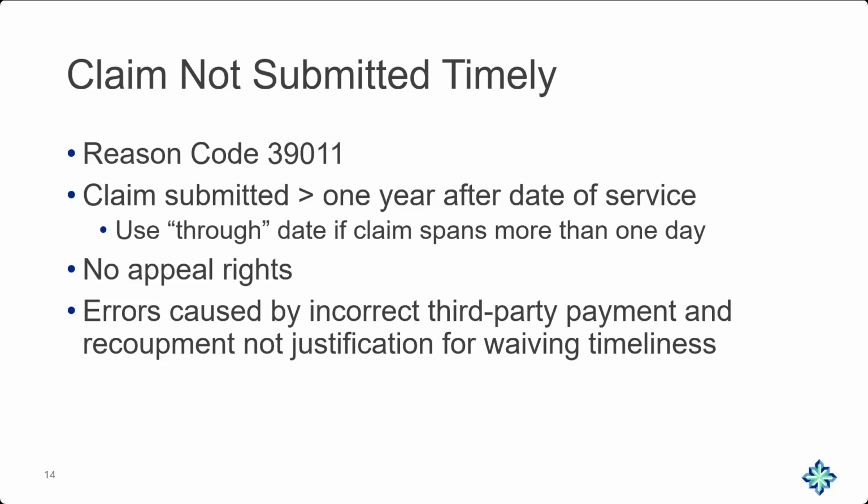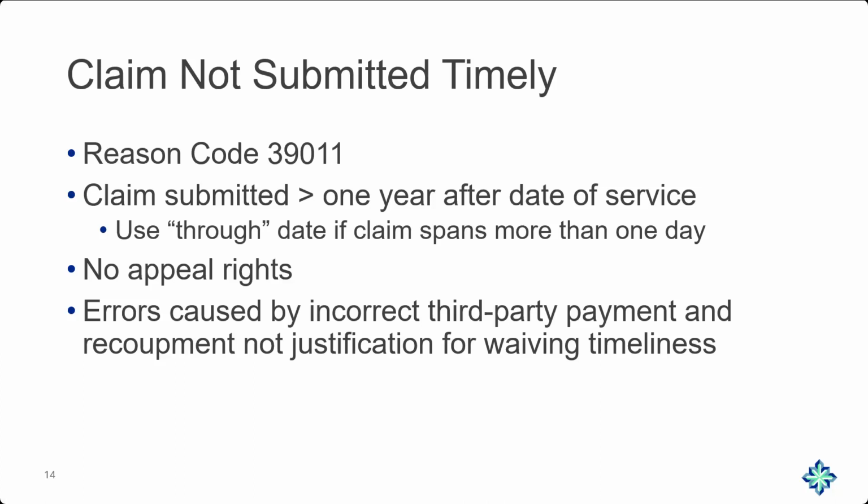So moving on then, we have reason code 39011. This is for claims that were submitted more than 1 year from the date of service, or from the through date if the claim spans more than 1 day. There are some exceptions that have been identified by CMS that may make it acceptable for your claim to be filed after that 1 year.